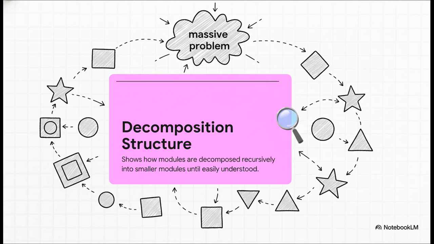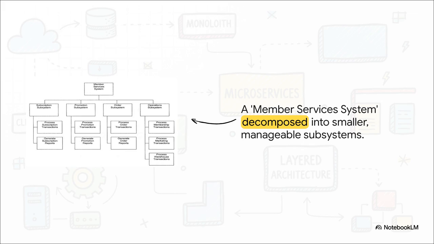You just take a massive, complicated problem and you do what people have always done. You break it down into smaller, more manageable pieces. You keep breaking it down until each little part is simple enough to understand and actually build. And this visualizes that process perfectly. You've got this giant member services system at the top, way too big to tackle at once. So you break it down into things like subscription and order. Then you break those down even further. See, this isn't just a pretty picture, it's a battle plan for how the team is going to build this thing without getting lost in the complexity.